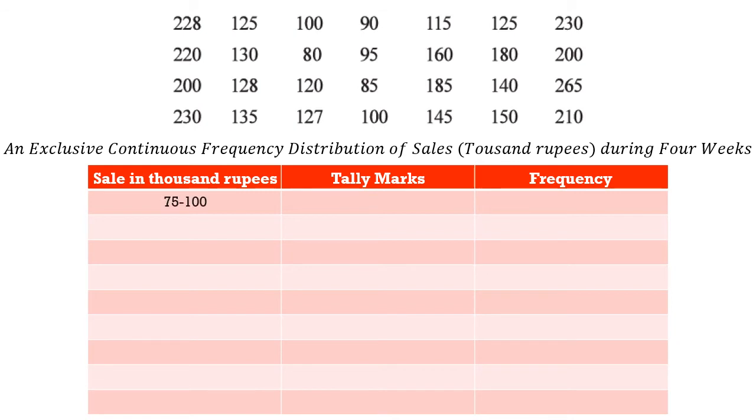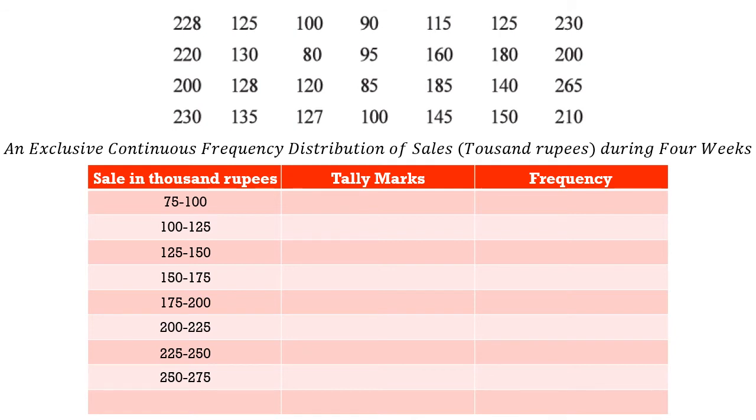Now we will start with our classes 75 to 100, 100 to 125. We have to go on adding 25, 25, 25, 25 one by one: 125 to 150, 150 to 175, 175 to 200, 200 to 225, 225 to 250 and 250 to 275. We will stop at 275 as 275 includes our maximum value of 265. So there is no use in going any further.